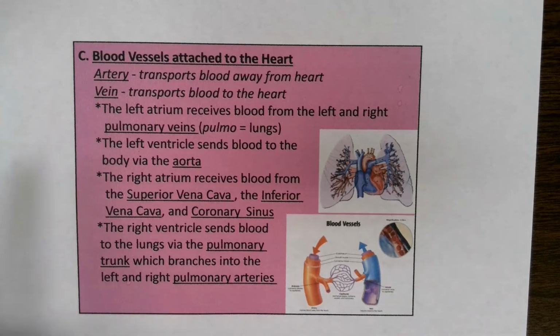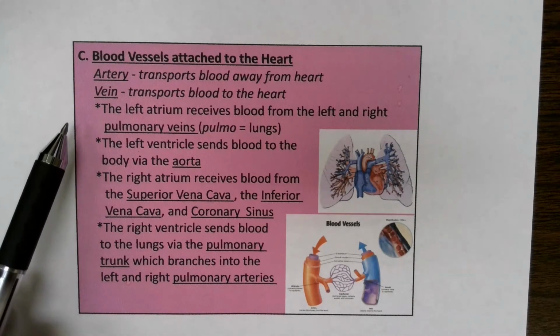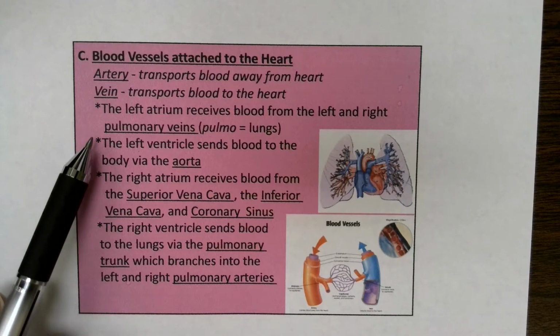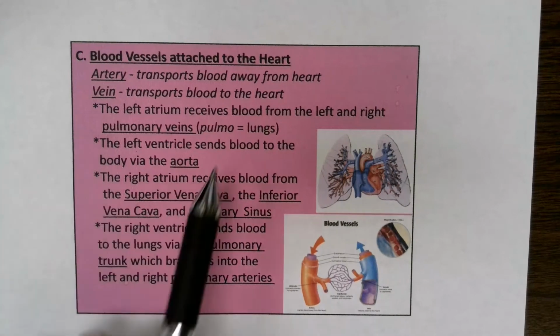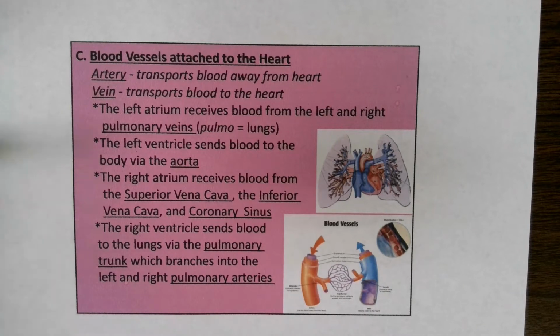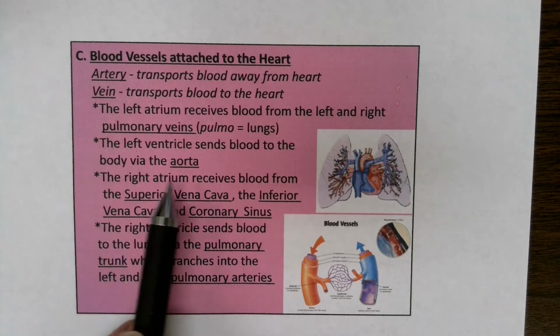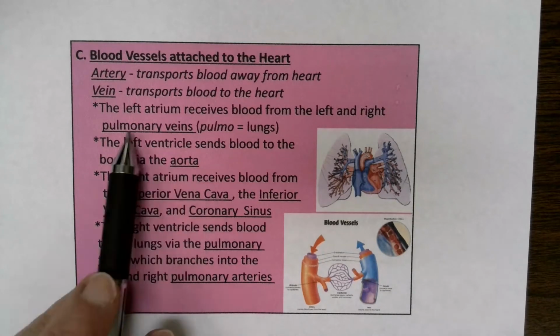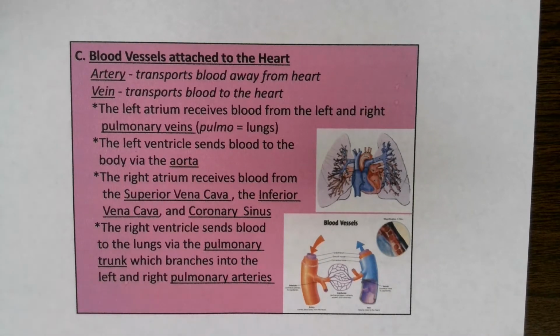So the left atrium is going to receive blood from the left and right pulmonary veins. Pulmo means lungs, as you can see there, okay? The left ventricle is going to send blood to the body via the aorta, right? So those are specific vessels that are associated with the heart itself.